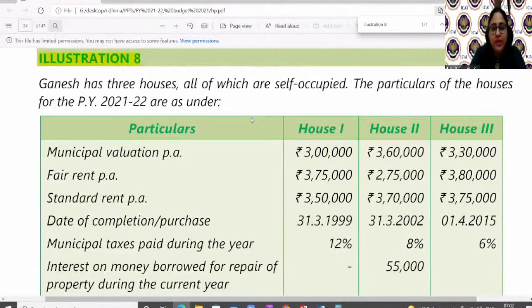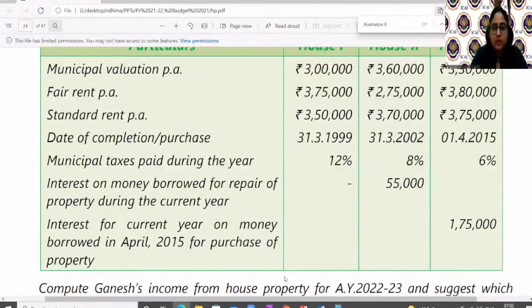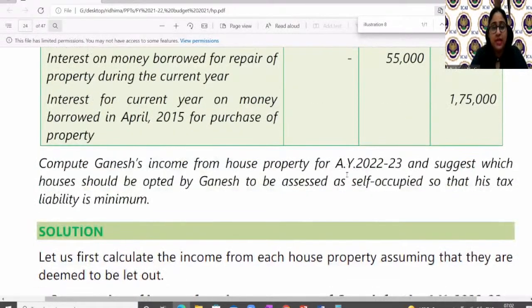So first we'll begin with the question. Ganesh has 3 houses, all of which are self-occupied. The particulars of these for the previous year 21-22 are as under. We have municipal value, fair rent, standard rent, date of completion, purchase, municipal taxes paid during the year, interest on money borrowed for repair of property during the current year, and interest for the current year on money borrowed in April 2015 for purchase of property. Compute Ganesh's income from house property for assessment year 22-23 and suggest which house should be opted by Ganesh to be assessed as self-occupied, so that his tax liability is minimum.